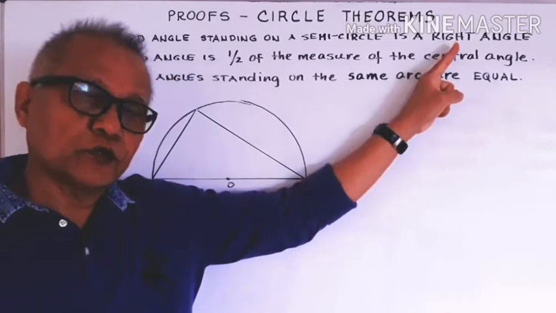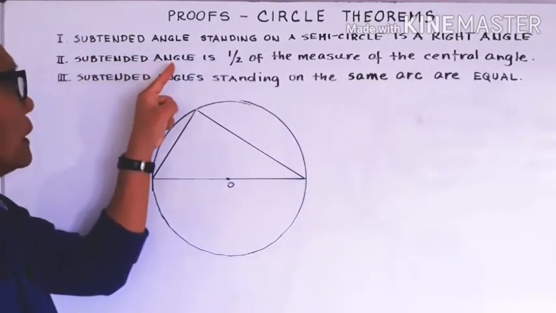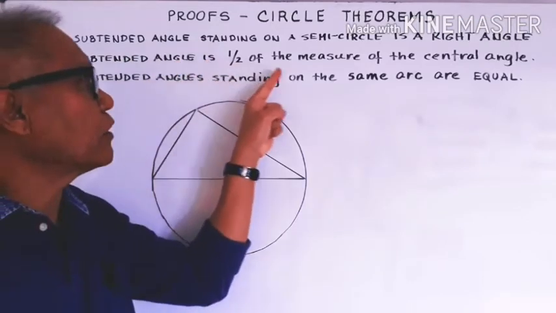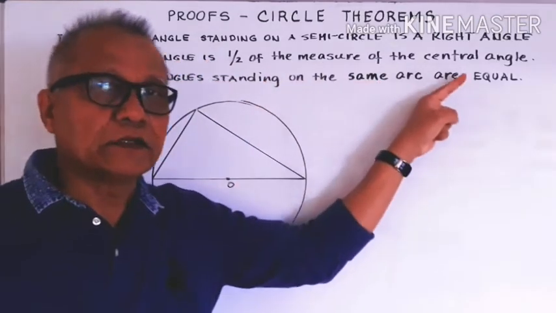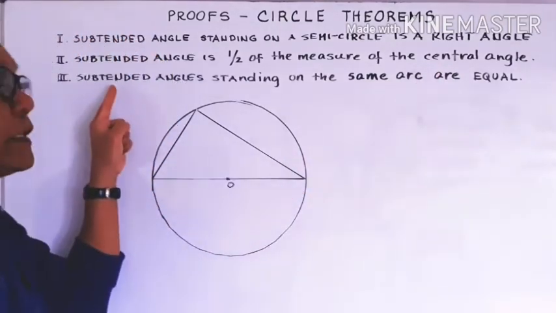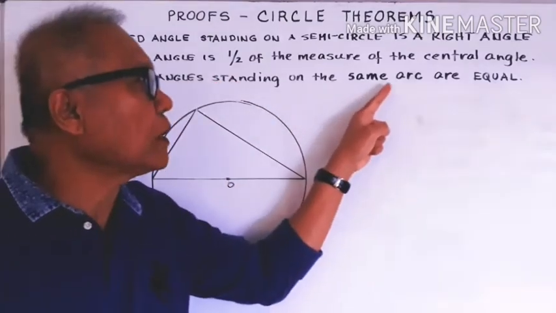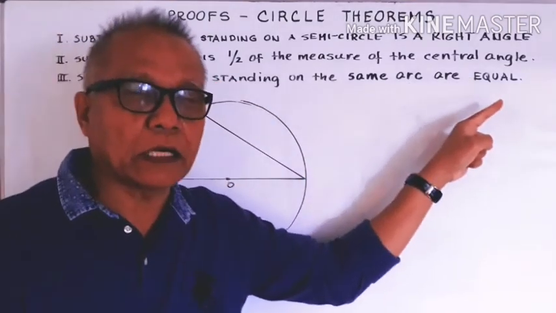After proving this one, we have the second one, in which the subtended angle is 1/2 of the measure of the central angle. And the third one is: the subtended angles standing on the same arc are equal.